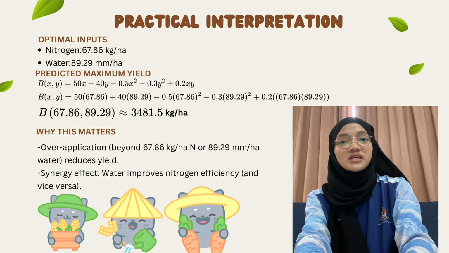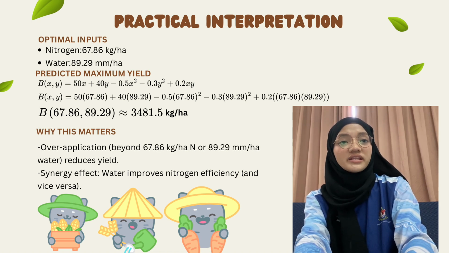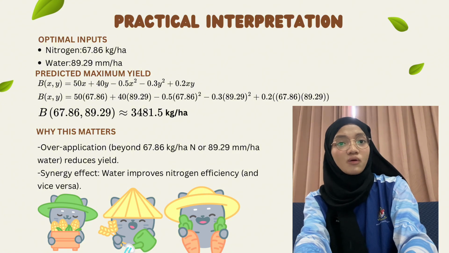And for the recommendation, for a maximum banana yield of 3,481.5 kg per hectare while avoiding resource waste, apply exactly 67.86 kg of nitrogen per hectare and irrigate with exactly 89.29 millimeters of water per hectare. This mathematically proven combination ensures optimal plant health and productivity.